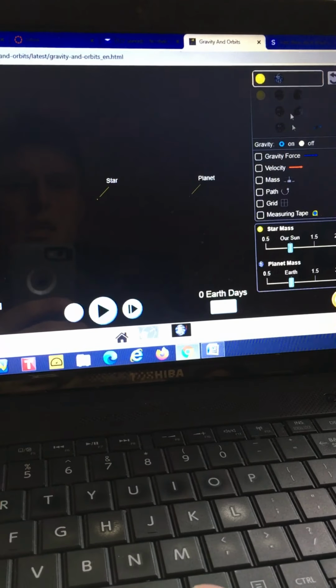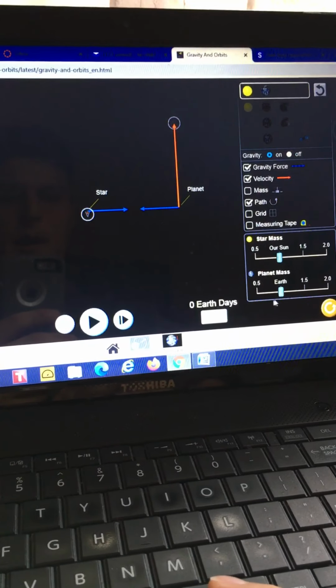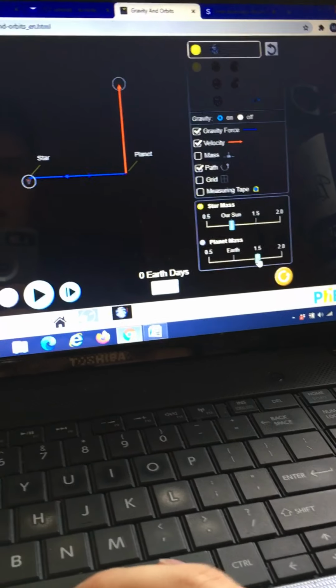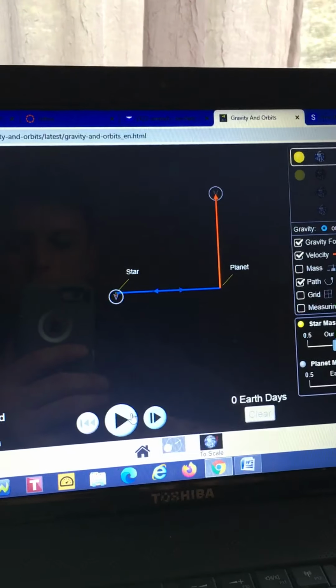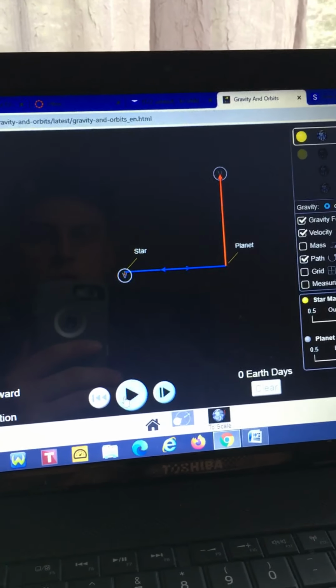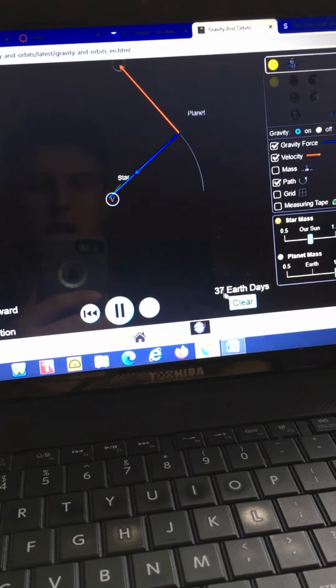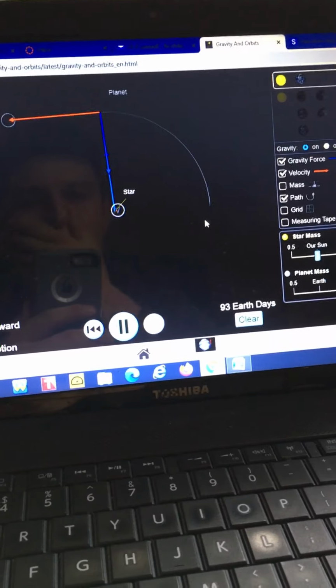Now resetting everything again: Sun, Earth, gravity force, velocity, path, changing the mass of the Earth to 1.5 times its original weight. Okay, so as you can see, the gravity force vectors overlap each other. But interestingly enough, it doesn't change the time for the Earth to go around one full orbit.